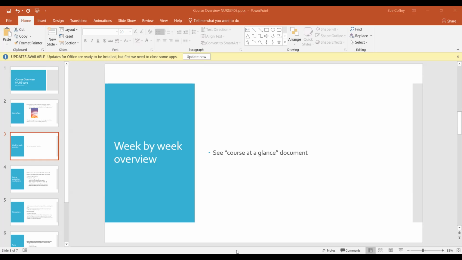Again, you'll be doing that within your small groups. The final exam is going to be in the exam period. And that's it for the course at a glance. So let's get back to everything else.